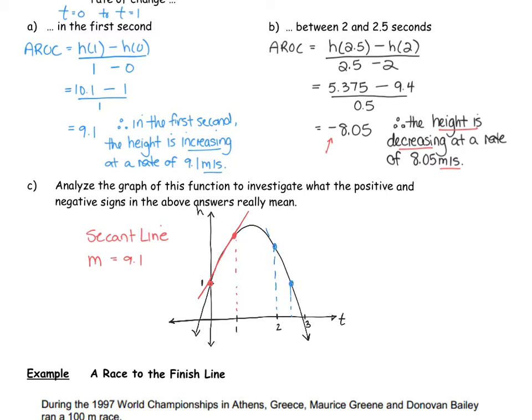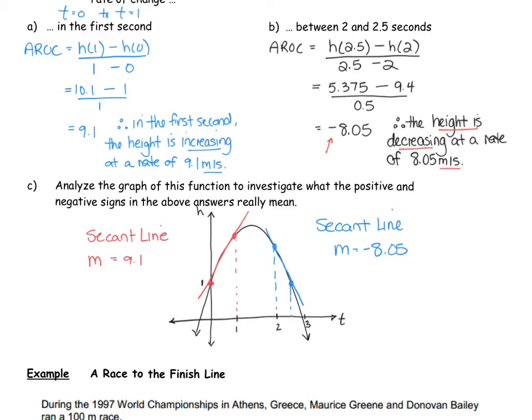Now, similarly, on the right-hand side, in B, we looked at between approximately 2 and 2.5. Okay, so this is another secant line here. And we got the AROC, or the slope of the secant line, to be negative 8.05. And again, you can see that, of course, the height is decreasing at this time.